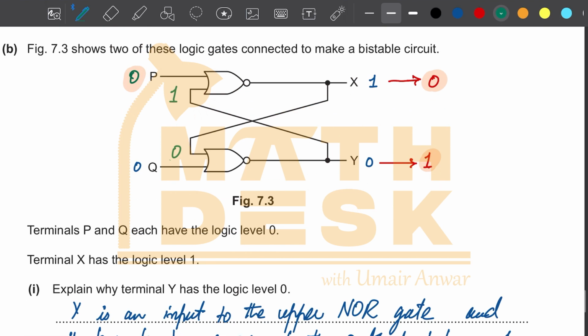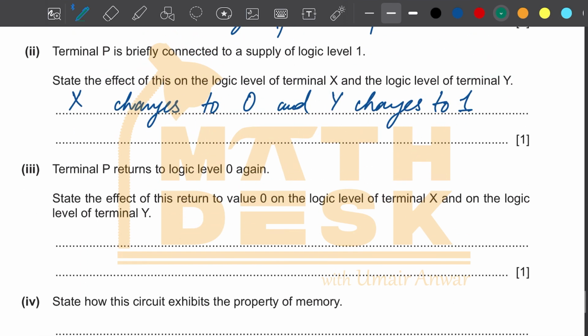So I'm writing the answer: both stay the same and do not change.